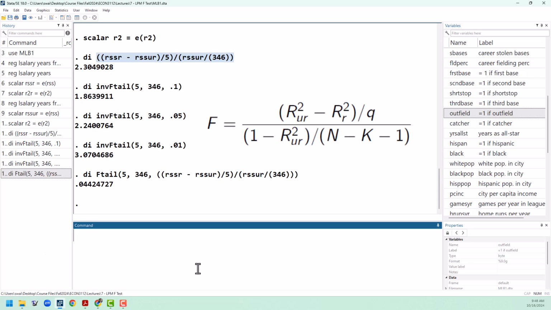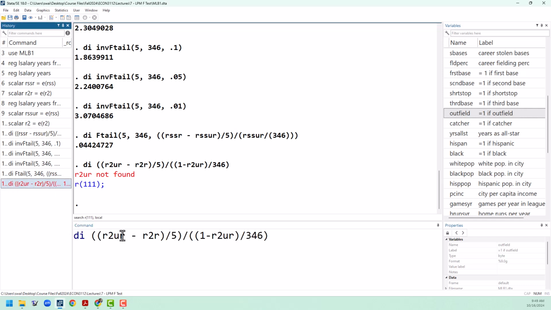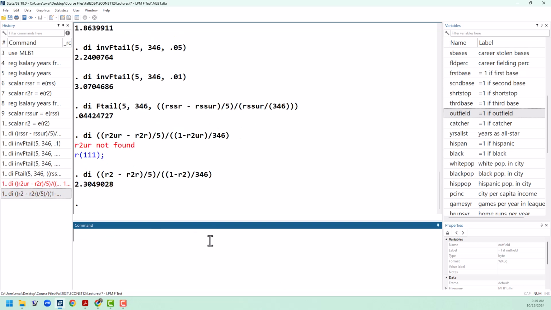The alternative way to calculate our F statistic is with the R-squared. To do that, we're going to take in the numerator the unrestricted R squared minus the restricted R squared, divided by q, which is still 5. And then on the bottom, we have 1 minus the unrestricted R squared, divided by degrees of freedom, which is still 346. Close all those parentheses. And there it looks like I actually saved the scalar as R2, not R2UR, no problem. We can just delete that. And we get our exact same F statistic that we did before.